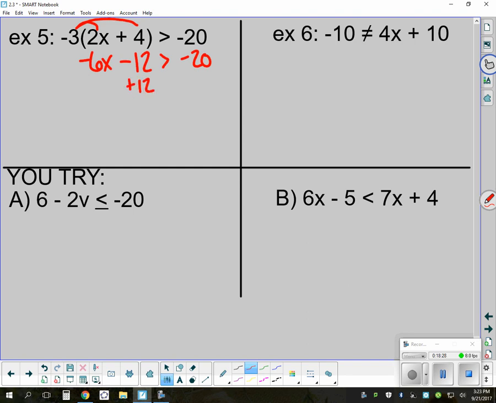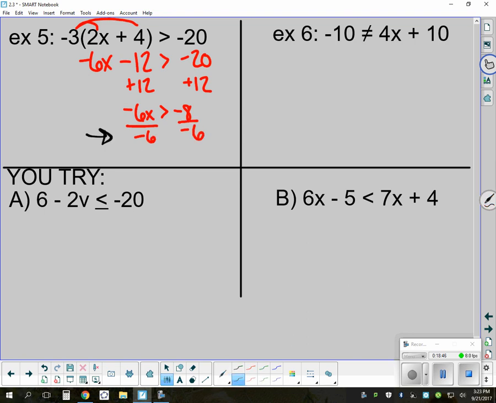Then you would need to add 12 to both sides. Negative 6x comes down. My inequality symbol stays the same. All I did was add a number. And negative 8 here. Last step, I need to divide by negative 6.